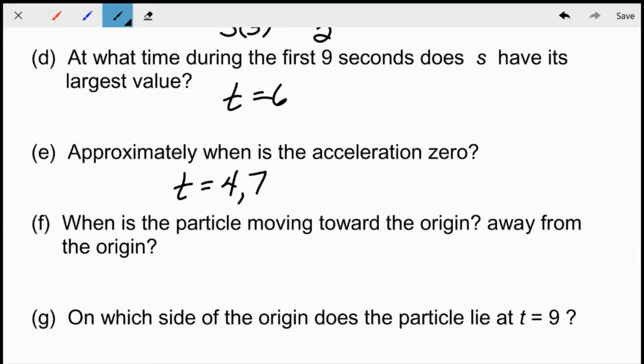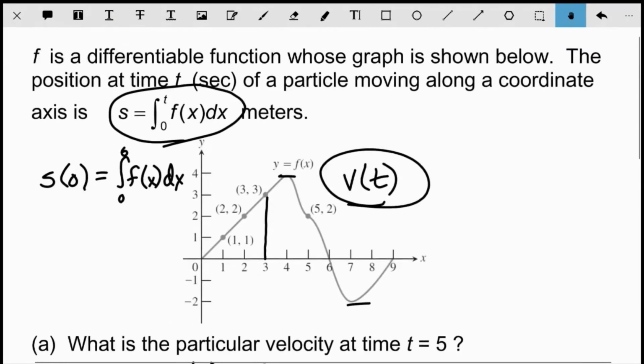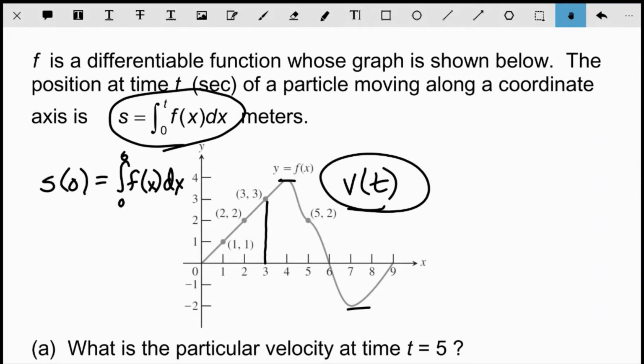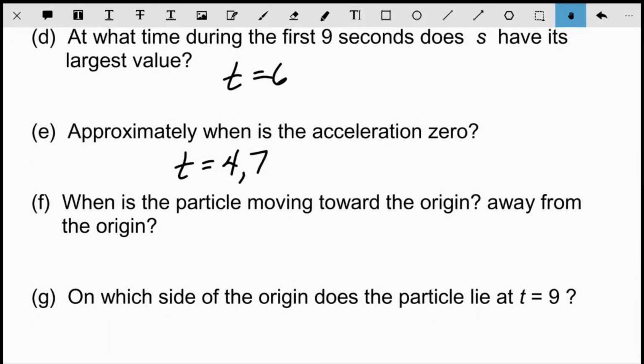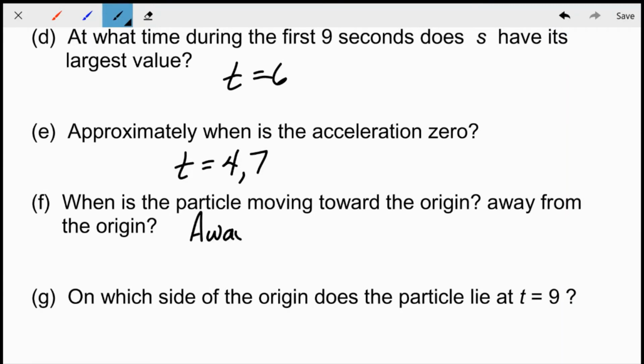F, when is the particle moving toward the origin and away from the origin? Okay, so again, knowing this initial position is really important on these types of questions because I need to know where I am starting. So since I started at the origin, my position is 0. Regardless of which way I move at the beginning of this velocity graph, I have to be moving away from the origin. And in this case, you can see we're moving in the positive direction, but we're definitely moving away from the origin on that first time interval. So I'm going to be moving away on the time interval from 0 to 6.